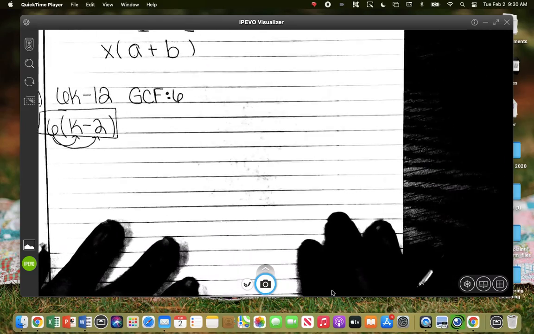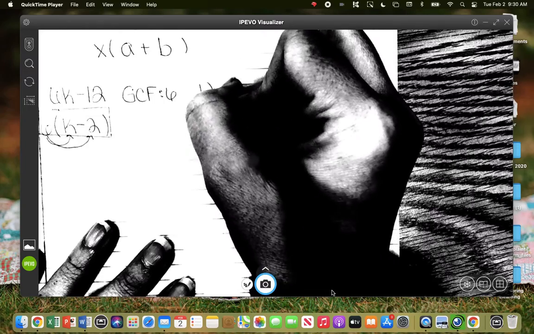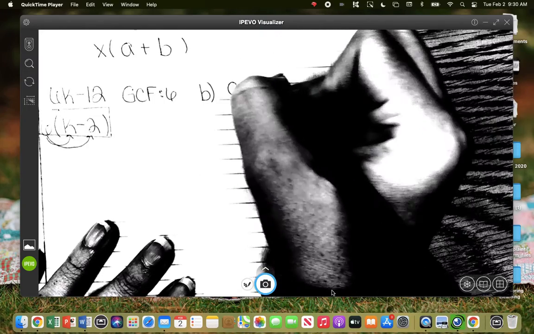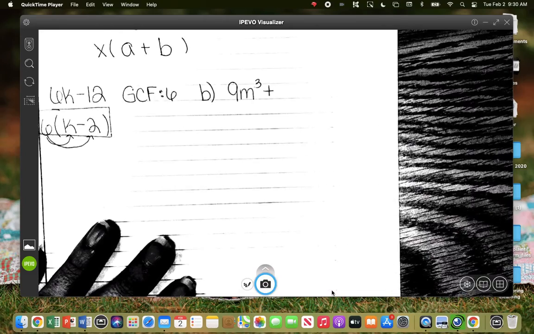All right, let's step it up a little bit. 9m cubed. Why do you always have to do the white line? Whenever I do it in color, it doesn't show up as well.